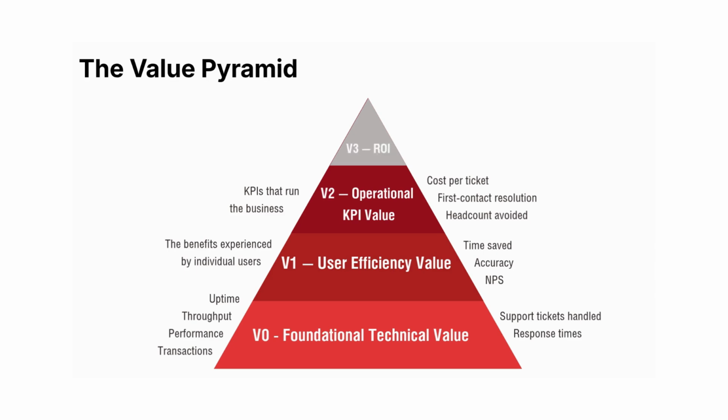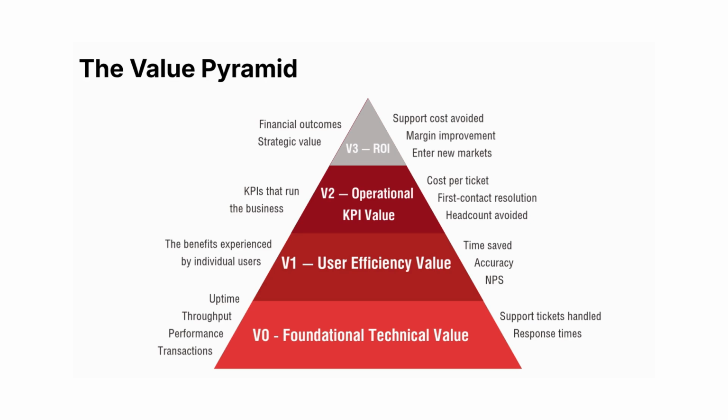V3, financial and strategic value, the line the CFO sees. Dollars of support cost avoided annually, margin improvement from scaling support without linear headcount growth. Capability to enter markets that were previously uneconomic to serve. V3 is what gets the renewal signed and what proves the case for further expansion.